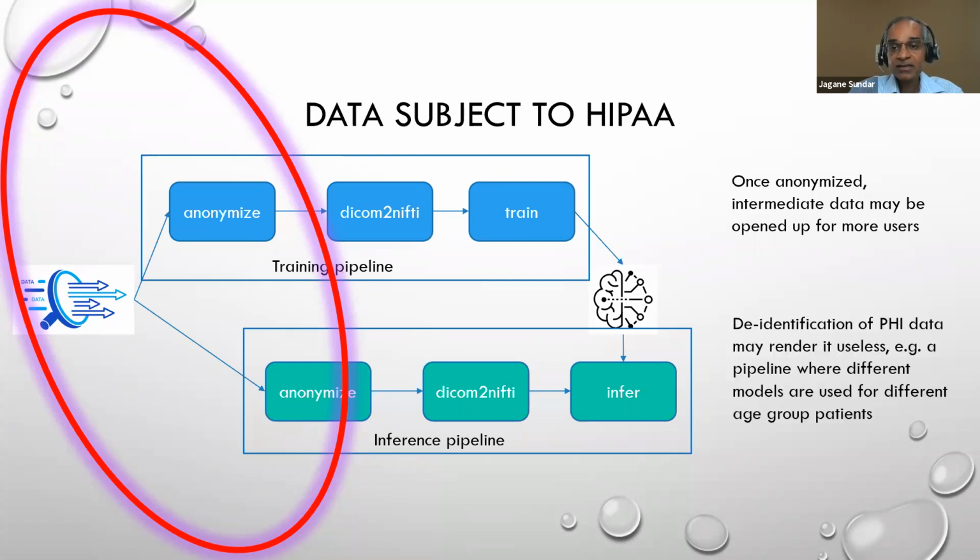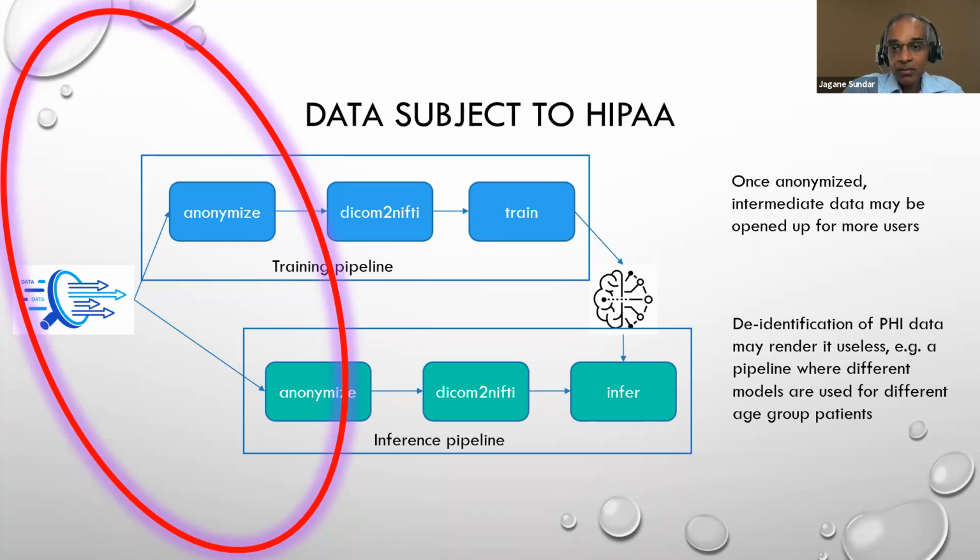The first thing is de-identification of protected health information, PHI data, may render it useless. For example, a pipeline may have different models for different age group patients. Let's say you're trying to determine if the patient has heart disease. You know that the data scientists have come up with a model saying for patients up to 35 years of age, this model works really well. Patients over 35 years of age till 60, this second model works better. And for patients over 60 years of age, you need this third type of model.